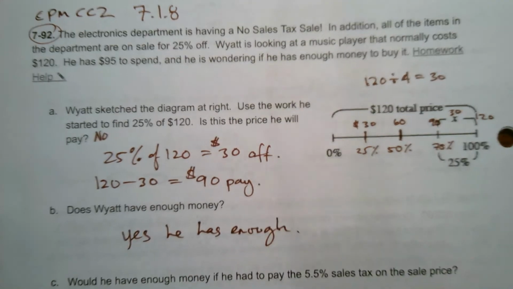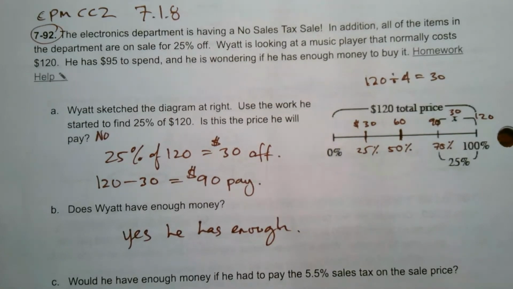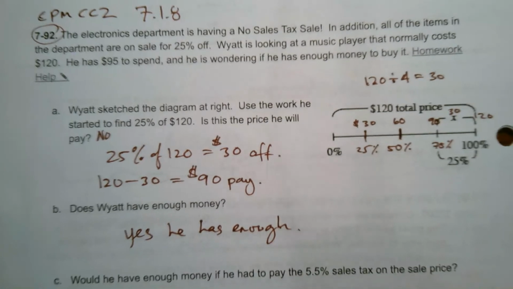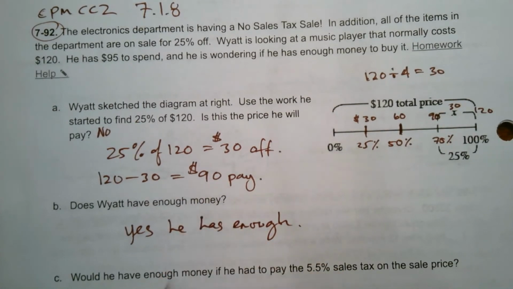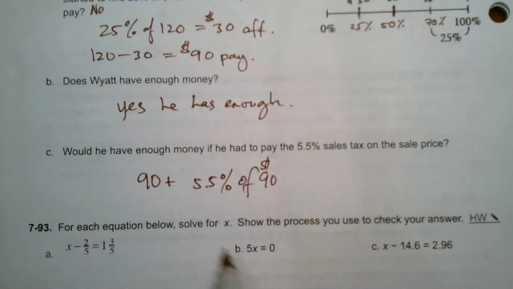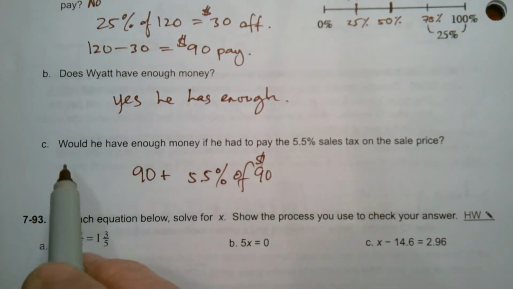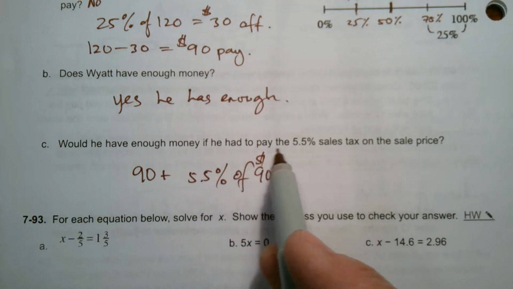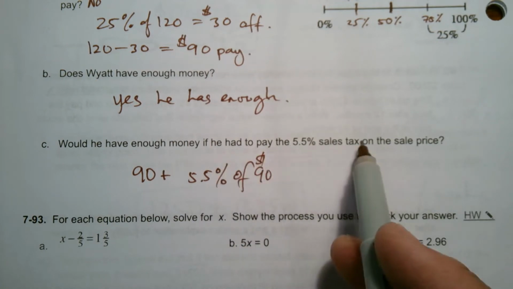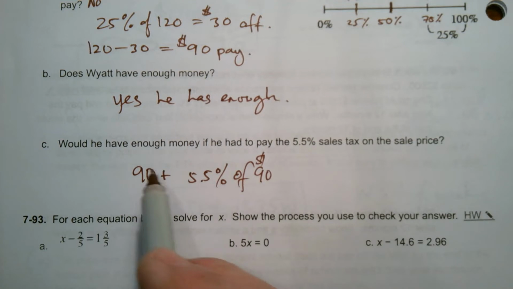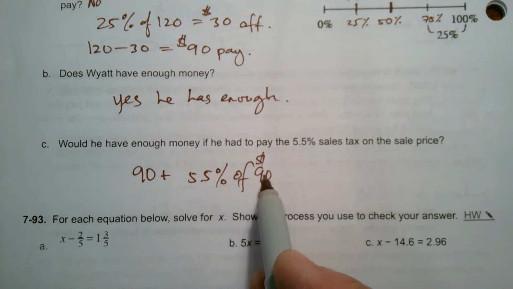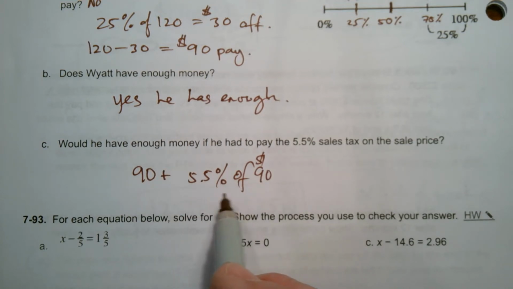Okay. Would he have enough money if he had to pay 5.5% sales tax on the sale price? So that means we're going to take $90 plus 5.5% of $90. That's what I've got to figure out. Oops, there we go. It was off the screen there. Would he have enough money if he had to pay 5.5% sales tax? So it's the 90 plus the 5.5% of 90 that we need to figure out. So how do I do that?